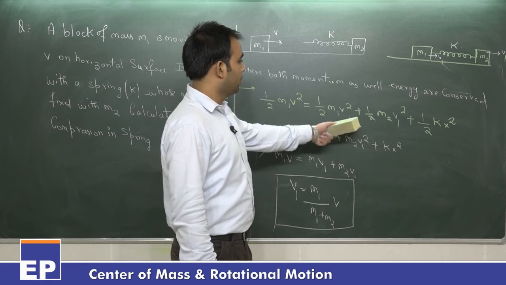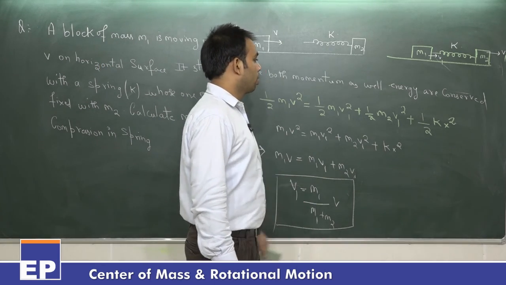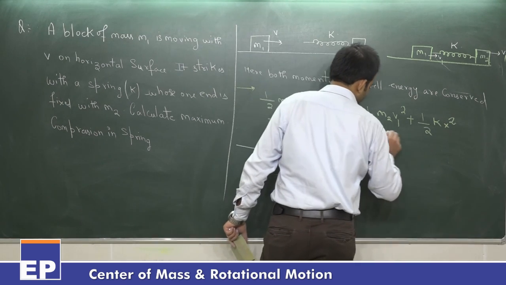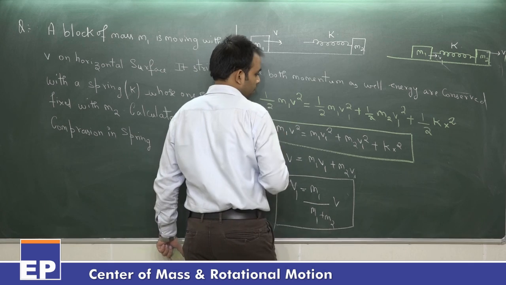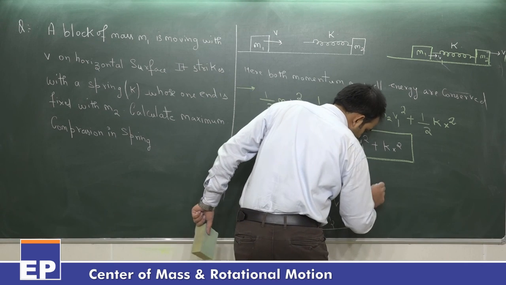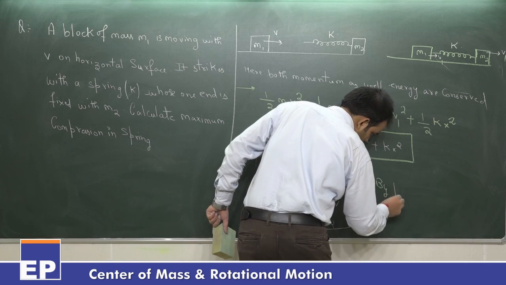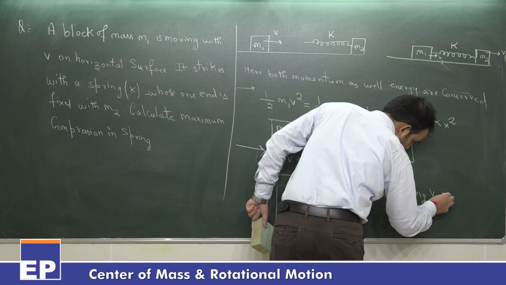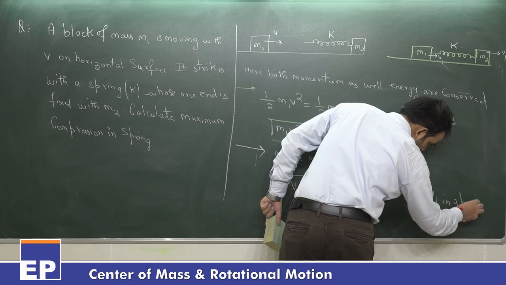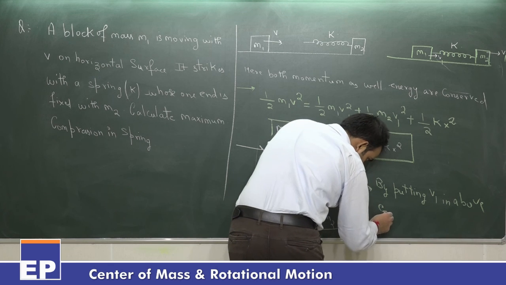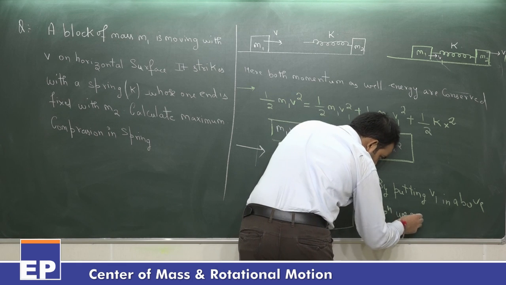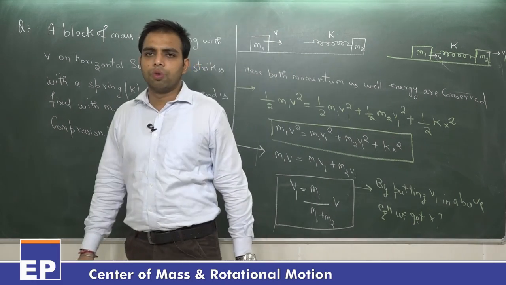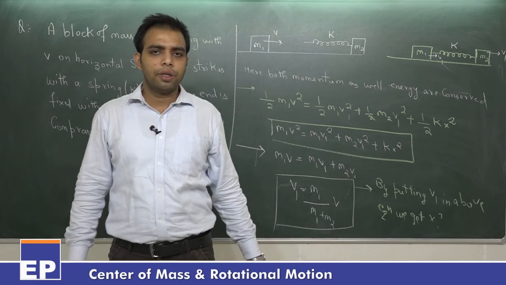If you put the value of V1 in the above equation, then you can easily calculate the value of X. From there you can calculate the value of X. जब आप V1 को ऊपर put कर देंगे. Clear? So by putting V1 in above equation, we get X. Is it clear to all of you? So this is the motion, right? लिखो इसको.